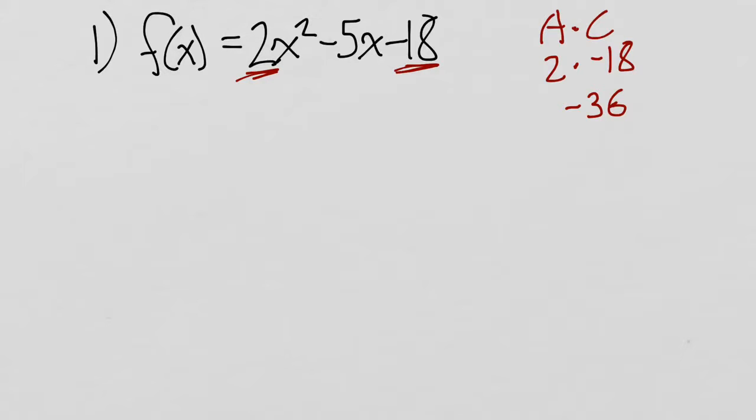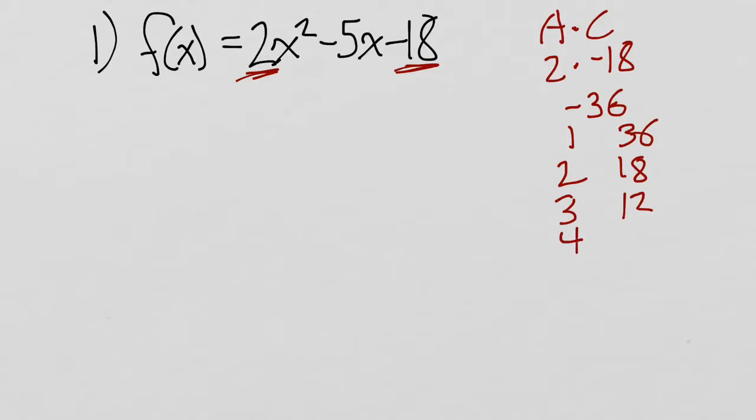Okay, so what I'm going to do is look for, so it could be plus or minus 1 times plus or minus 36. If I add those together, I can't get 5, right? So there's 2 and 18. So that's going to give me 20 or 16. So that's not going to work. There's 3 and 12, which will give me either 15 or 9. That's not going to work.